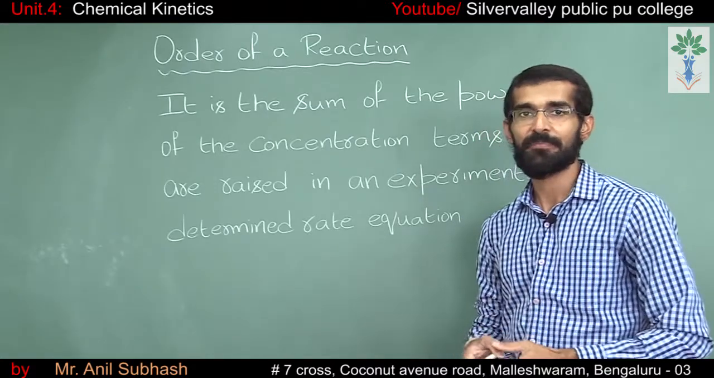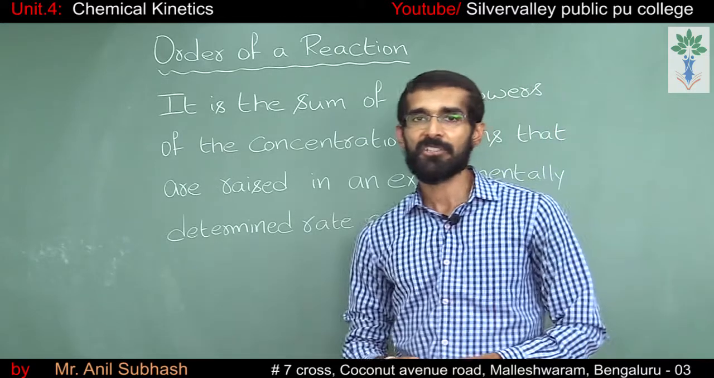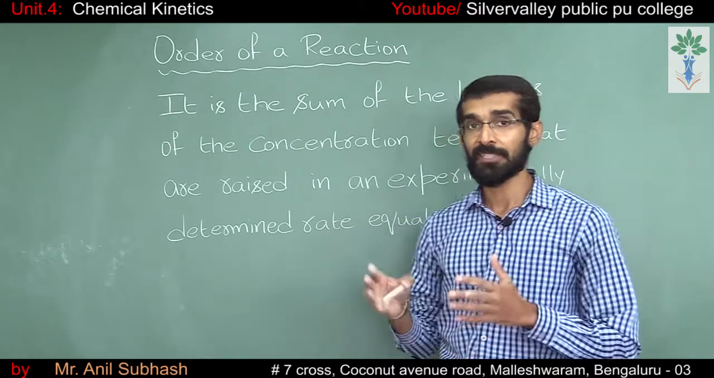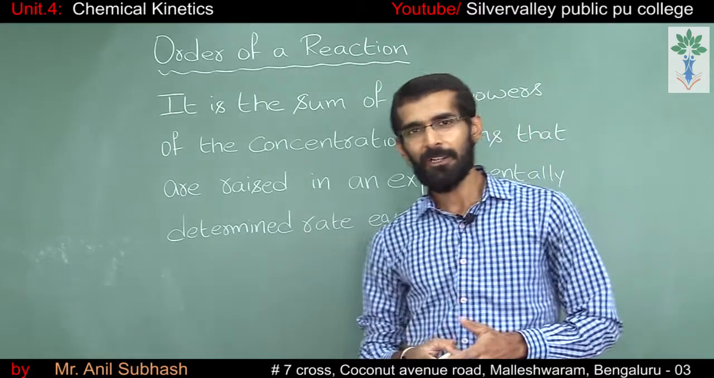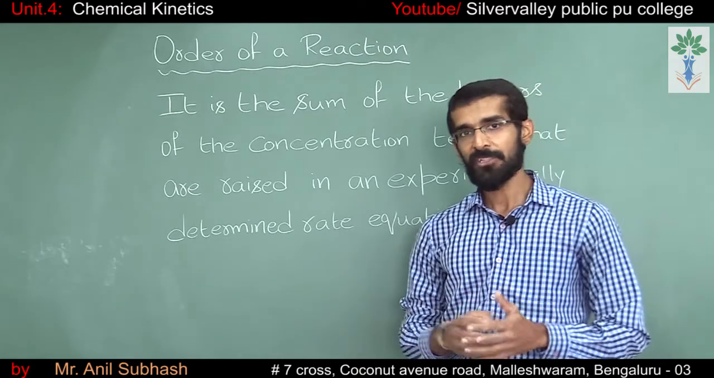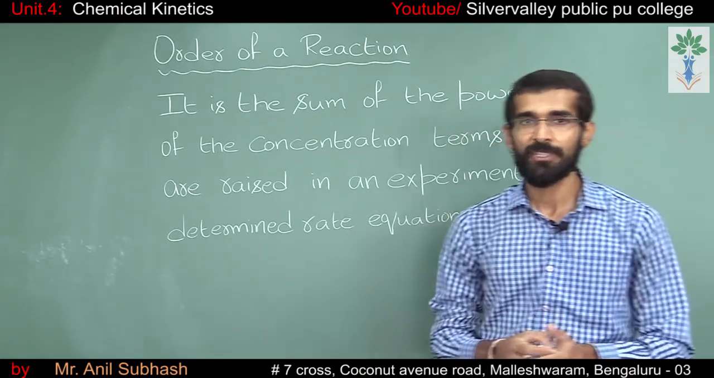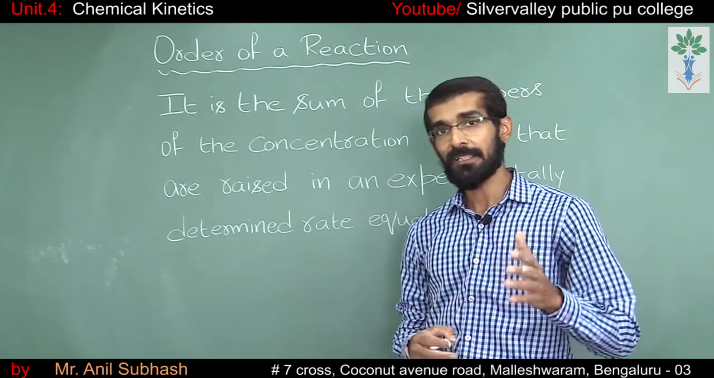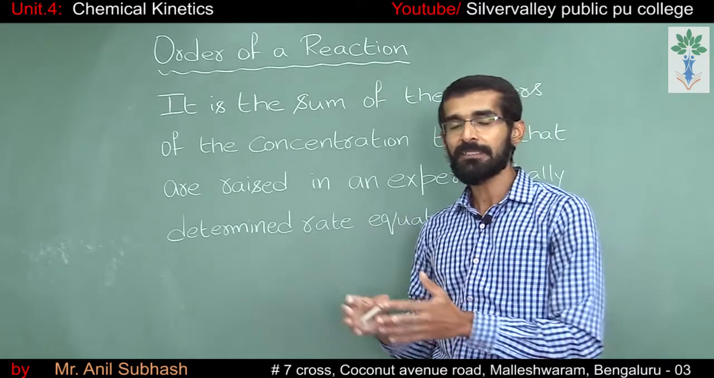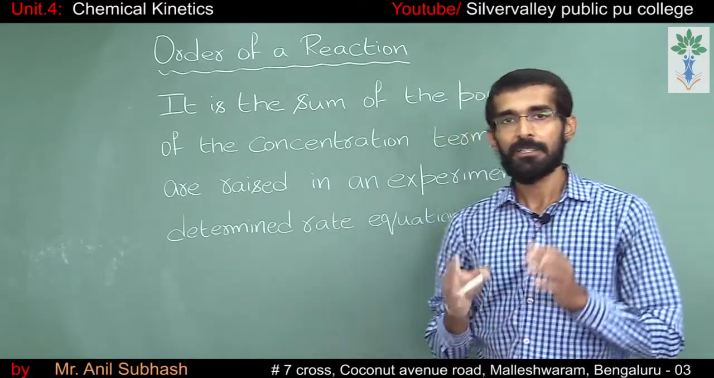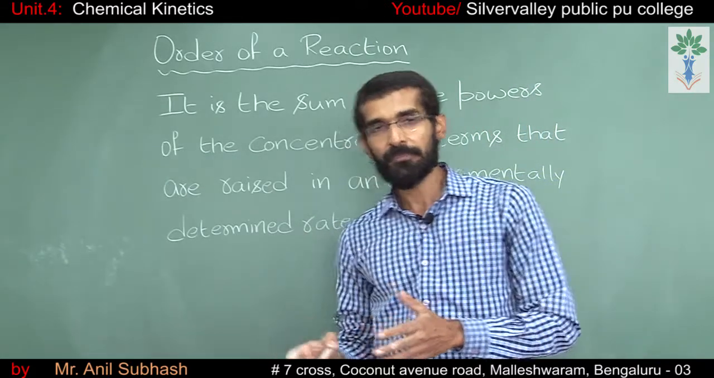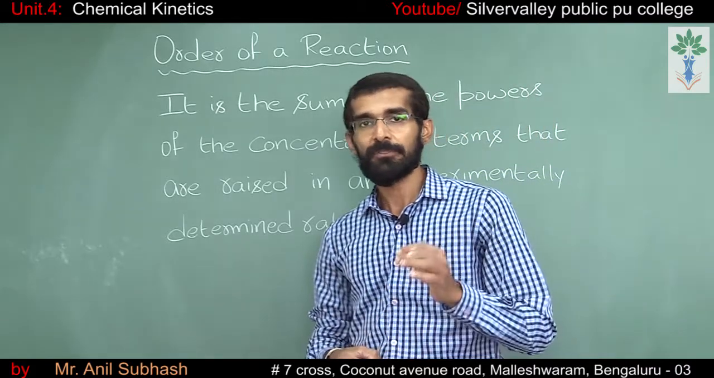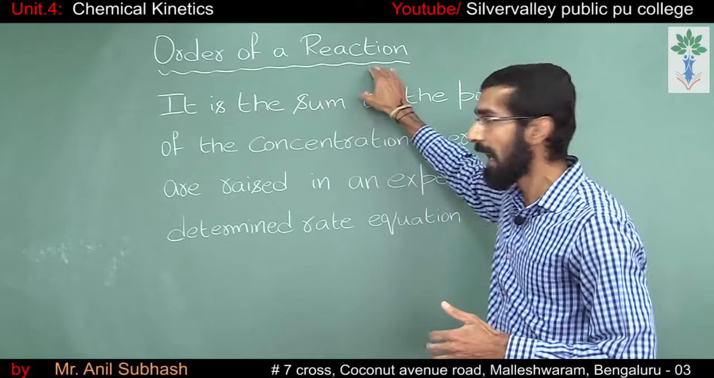Order of a reaction. To determine the order of a reaction, first you are supposed to perform an experiment. After performing an experiment, you are supposed to derive the rate law or rate equation. As I have mentioned before, rate law or rate equation is an experimentally derived mathematical expression that relates the rate of a reaction and the concentration of the reactants. First, perform the experiment, derive the rate law, and then you will determine the order of a reaction. First, we will define the order of a reaction.